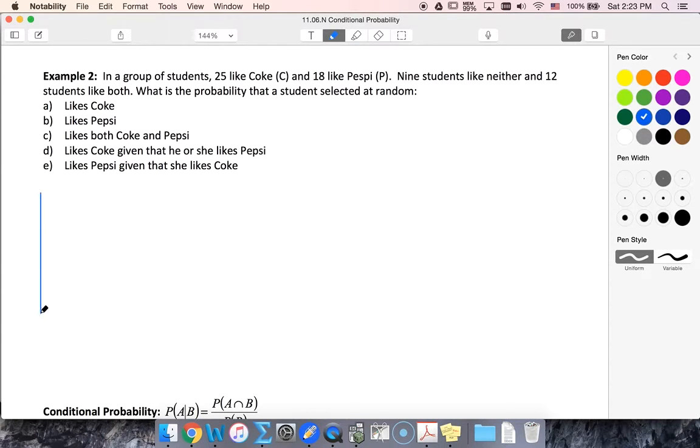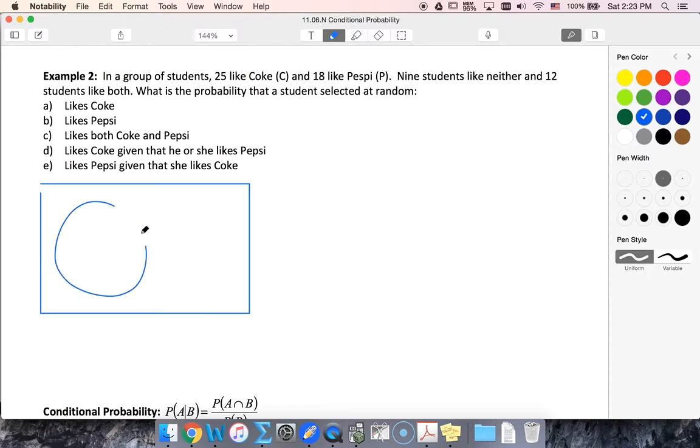So I'll make my box, and then I'll have a circle for my Coke, and a circle for my Pepsi. So I'll start with the easiest: 9 like neither, so there's 9 out there. 12 like both. A total of 25 like Coke, so I must have 13 here, and 18 like Pepsi, so I'm going to put 6 here.